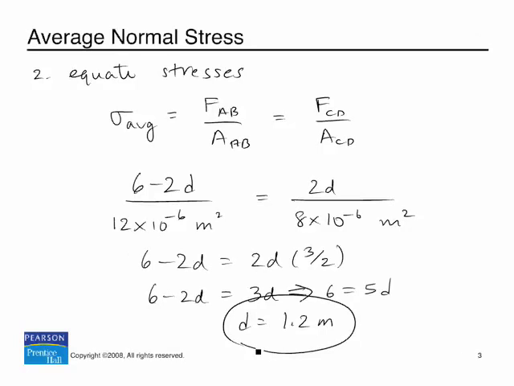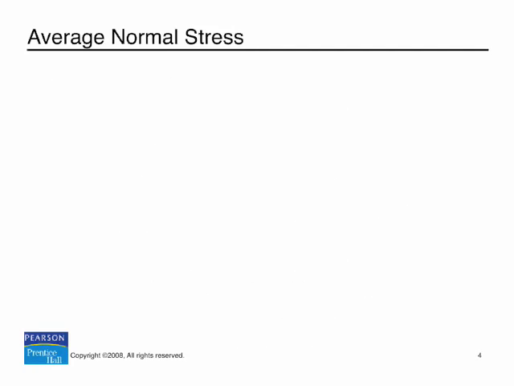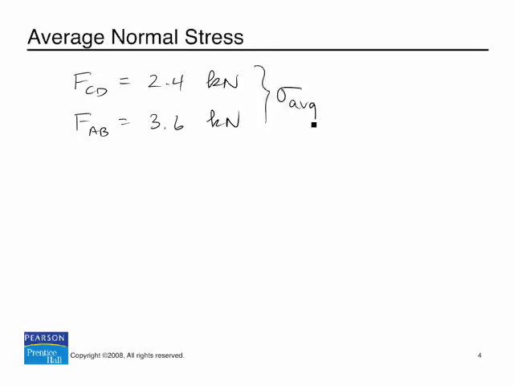Now, as a check, let me flip the page and go ahead and plug in that value of D and figure out FCD is equal to 2.4 kilonewtons, and FAB is equal to 3.6 kilonewtons. So clearly those two add up to 6 kilonewtons. And then we can do a sigma average calculation. If we go through the calculation, the average stress is about 300 megapascals in each rod.